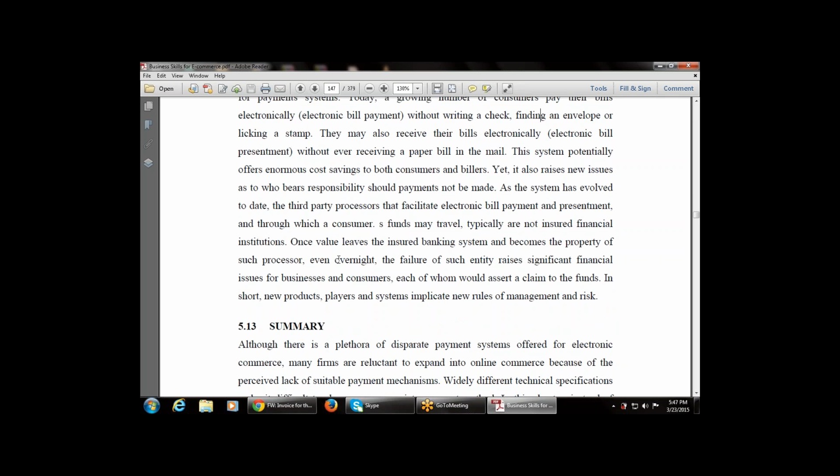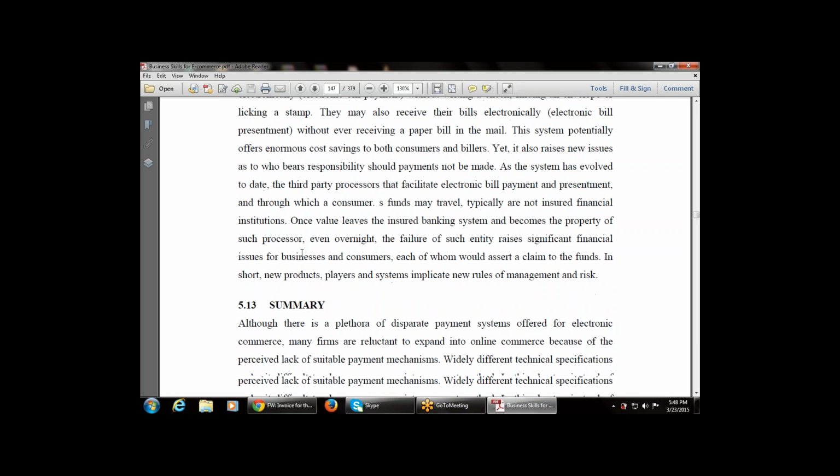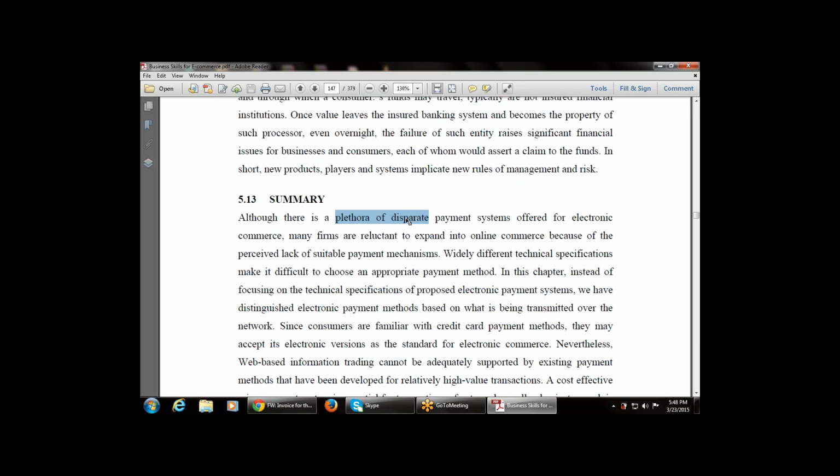So this is the ending of the chapter. That is the future, that everyone is using the e-payment system. Now there is a summary of what we have covered in this chapter. Although there is a plethora of disparate payment systems offered for e-commerce, many firms are reluctant to expand into online commerce because of the perceived lack of suitable payment mechanisms. Widely different technical specifications make it difficult to choose an appropriate payment method.